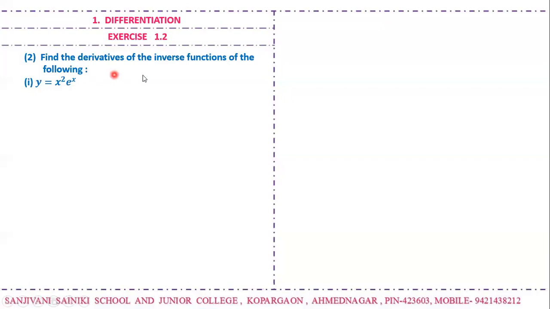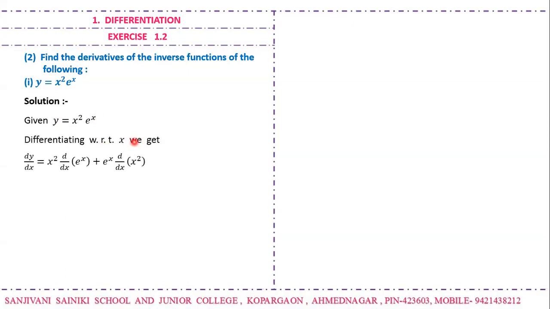Now the second type, find the derivative of the inverse function of the following. y is equal to x square e raised to x. Now this is a different part. We have to find the derivative of the inverse function of this function with the help of our regular function. Here we cannot write x in terms of y, so we have to differentiate this function directly with respect to x. dy by dx is equal to, now here there is a product of two functions, so we keep the first function as it is into derivative of the second function plus second function as it is into derivative of the first function.